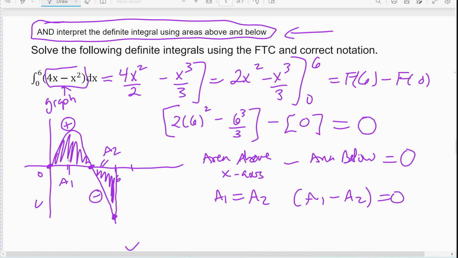The area shapes are different, but it turns out that they're the same. And so the area of the top part cancels out the area of the bottom part. And so the answer in this case is 0, and zeros are perfectly fine, right? With definite integrals, you can have positive answers, negative answers, or 0, and 0 just means the area above and below are the exact same.